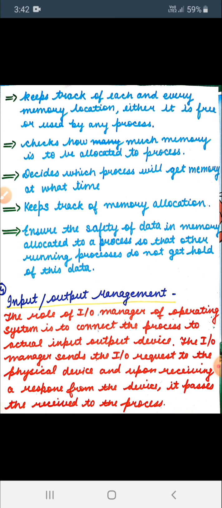Input output management is done by the input output manager, which sends the input request to the physical devices attached to the system. Upon receiving a response from these devices, it passes the response to the process and the CPU handles this response. This covers all the management parts of the operating system: first process management, second process scheduling, third memory management, and fourth input output management. The next topic, introduction to parallel computing, will be discussed tomorrow.